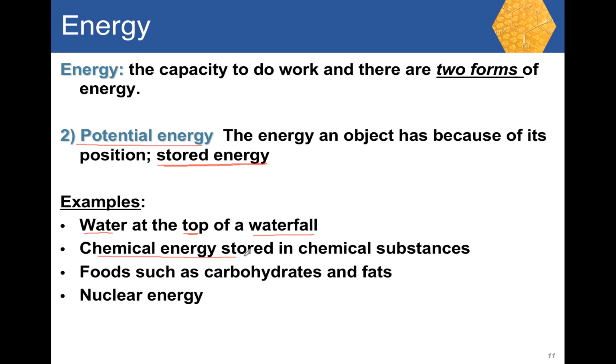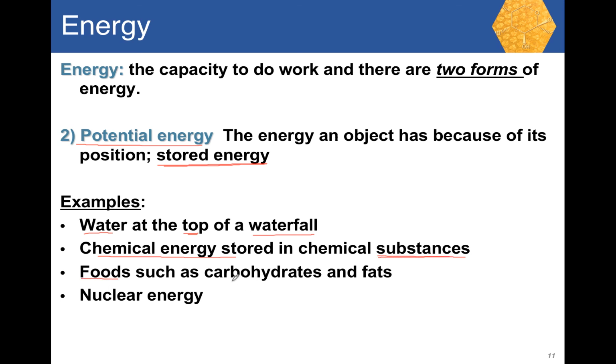Chemical energy stored in a substance. When we start doing reactions, we'll see that a lot of the energy is in the bonds of these molecules. Once the reaction occurs, the energy is released. But before the reaction occurs, the energy is stored in the molecules.